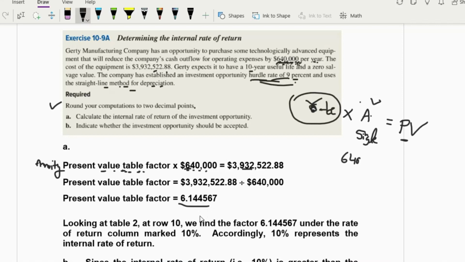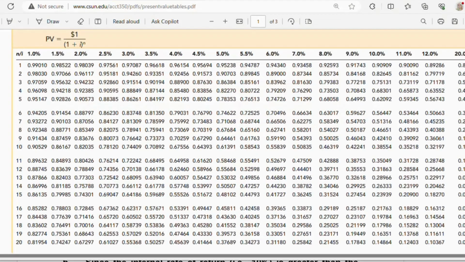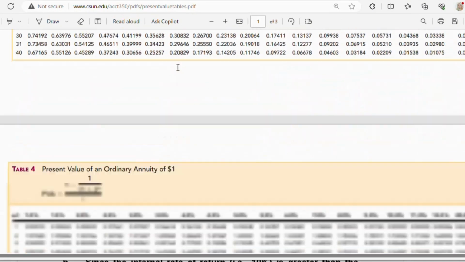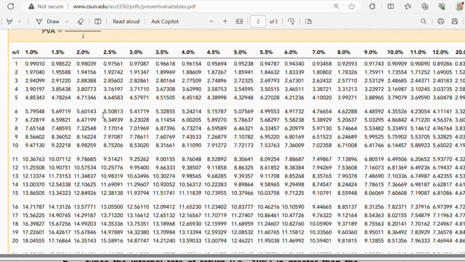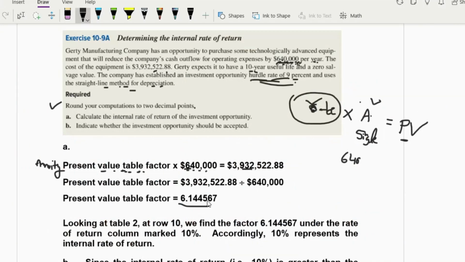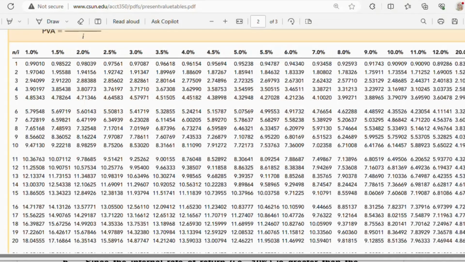6.144567. I'll go to the annuity table. I know the life is 10 years, so two things I know; the rate I need to figure out. So let's go there. This is the single amount table, this is the annuity table. From the formula I identify the factor, which was 6.14456. Okay, so let's go here. This is the 10 years row, this one, drag and find out where is the rate.